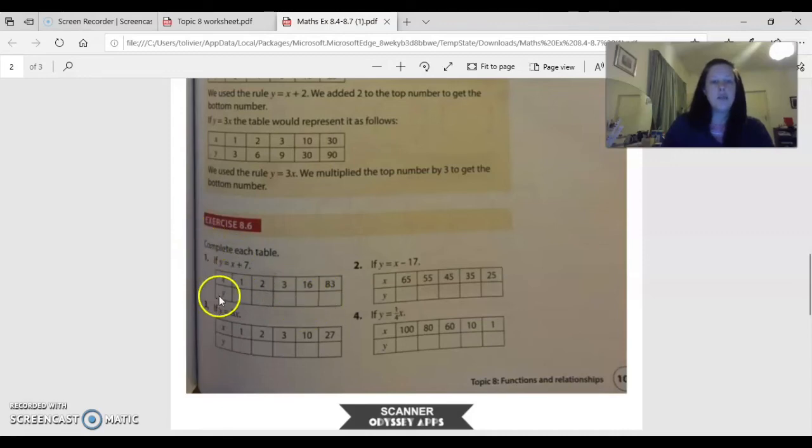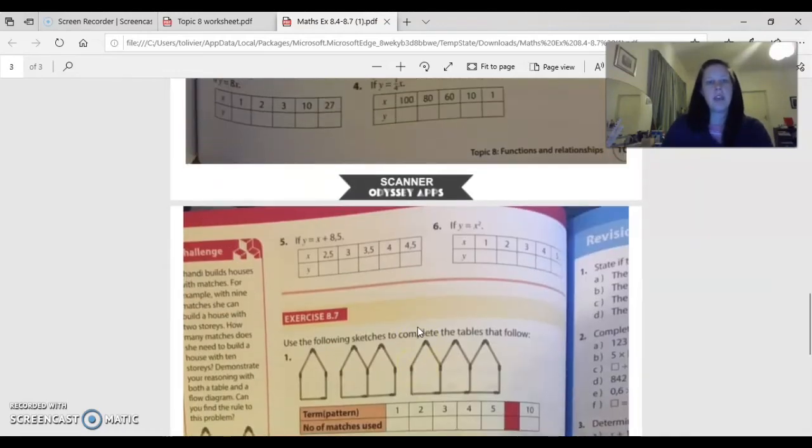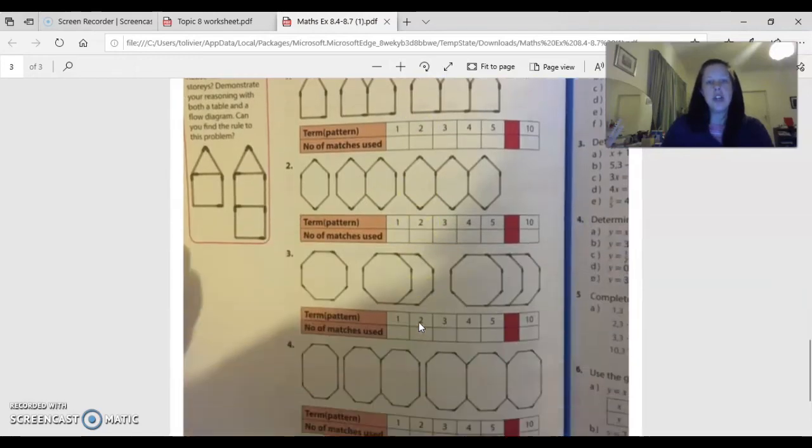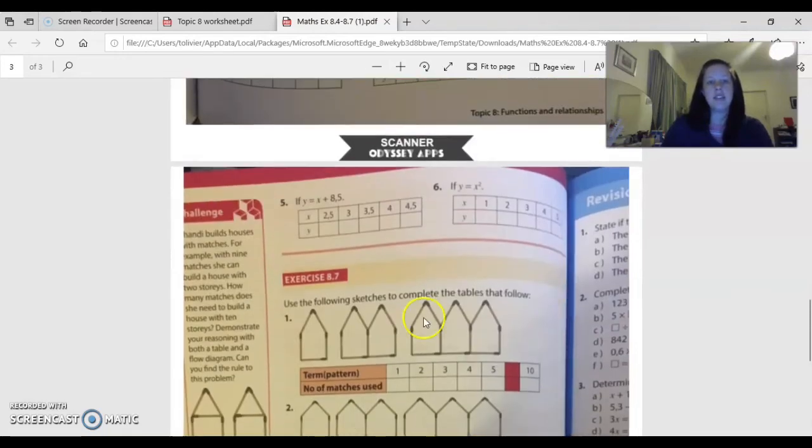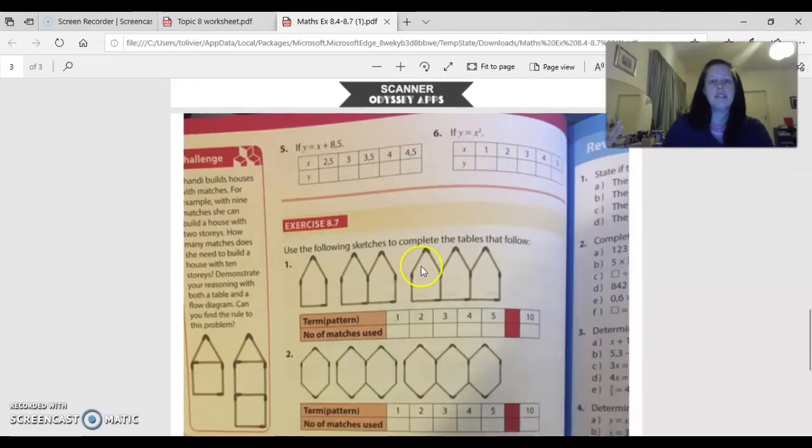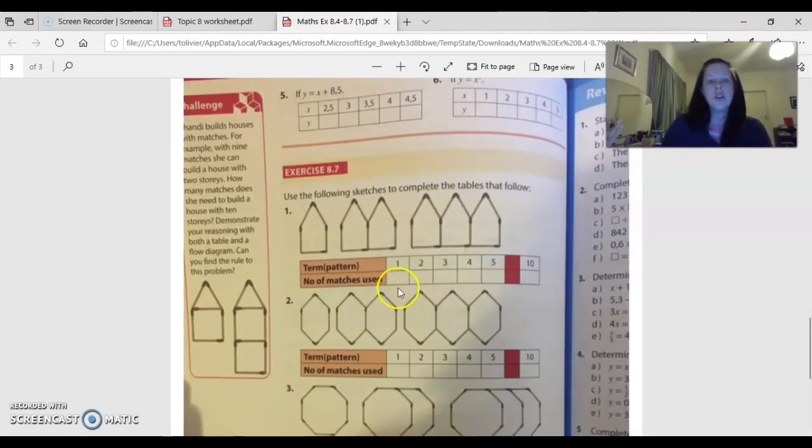You need to do that for each table going forward. Please, again, redraw these tables in your workbook. It also goes on to page 108 at the top. Right, then exercise 8.7. It asks you to complete the pattern, okay? And you're going to see if you can try and develop a rule for this, all right?